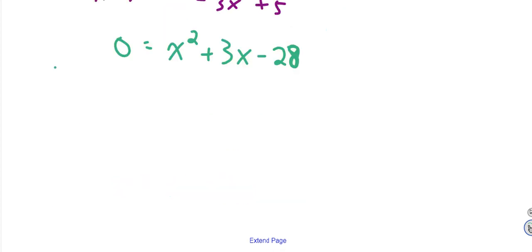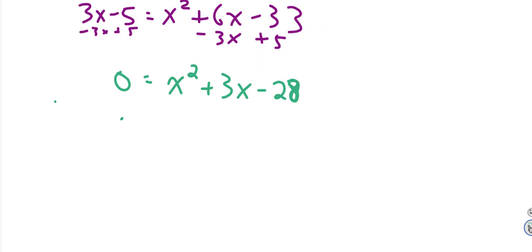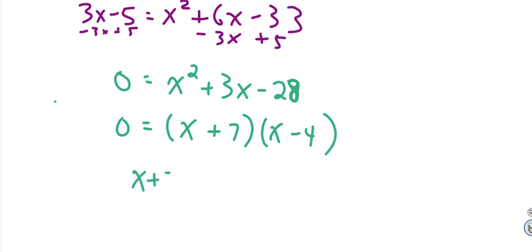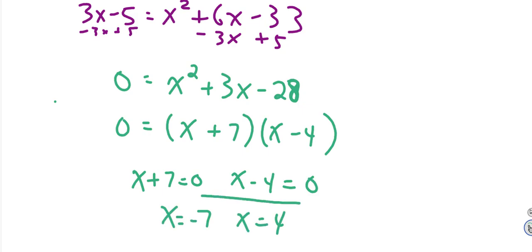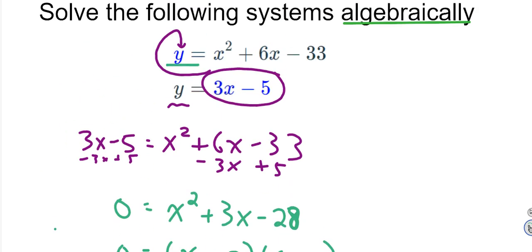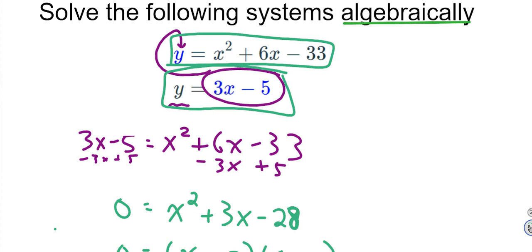So 28, let's see. Oh, this will work, right? 28 is 7 times 4, so we can actually factor it. We'll have x plus 7 and x minus 4, and we're going to set this all equal to 0. So we get x equals negative 7 and x equals 4. What does our answer mean? It means if we graphed this quadratic and graphed on the same graph this line, this is where they would meet.